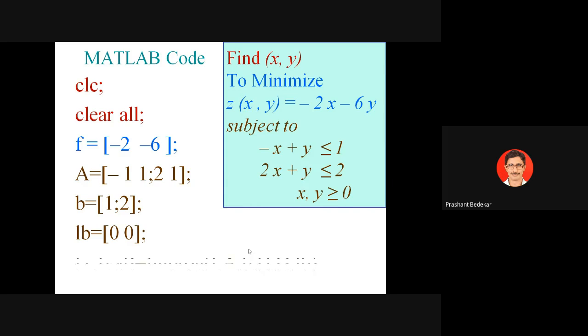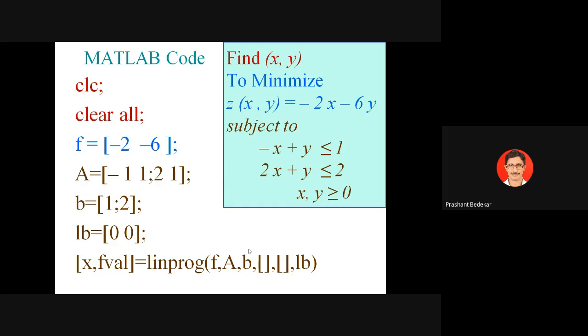And then the next, apply linprog. X comma FVAL is equal to linprog F comma A comma B. You can see in place of AEQ and BEQ, क्या करना है अपने को? Bracket open close, and then LB. UB I have not written because upper bound is not given. Upper bound is not given, so I have not written UB.